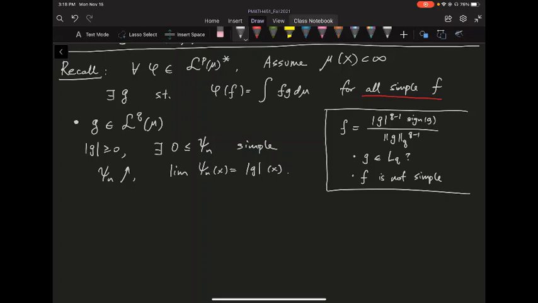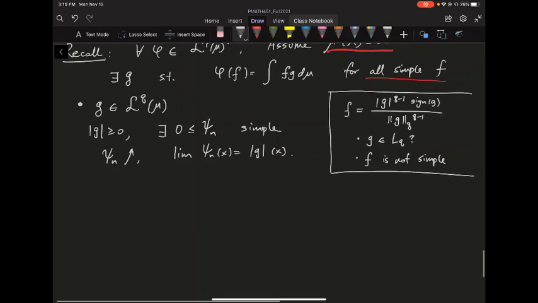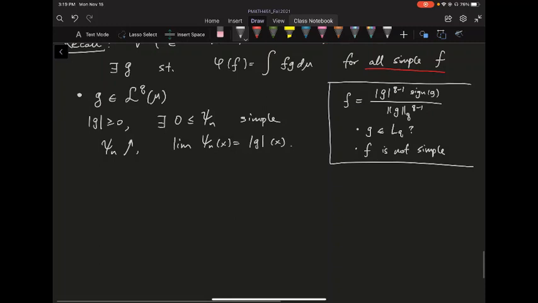Because we also have the assumption that mu of x is less than infinity, all the characteristic functions are in LQ or in LP. So these psi n are in LP and LQ as well. Basically, that allows us to use this trick. So we can apply it to this psi n. We know they are in LQ.